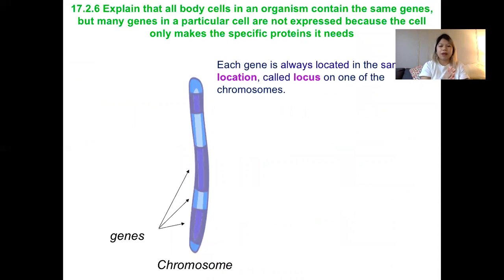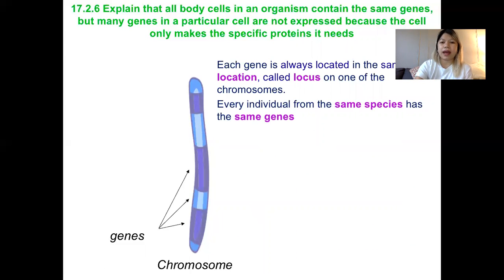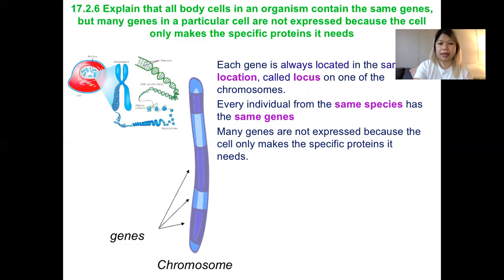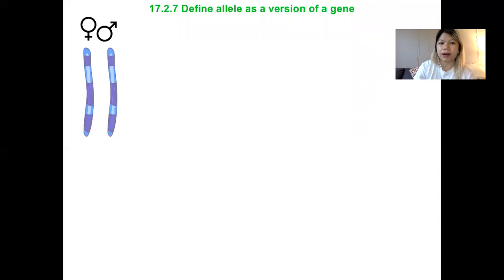All right, here again, we have a chromosome. We recognize these different bands as our genes. Now, we like to use the word locus as the location of a gene. So, here's the locus of, let's say, the gene that codes for eye color. Here's the locus that codes for hair color, and so on and so forth. Okay, remember that every individual from the same species will have the same genes, but do we all look the same? Absolutely not. And that's because there's variations within those genes, and because not all genes are expressed at the same time. Okay, and we'll talk about that variation now.